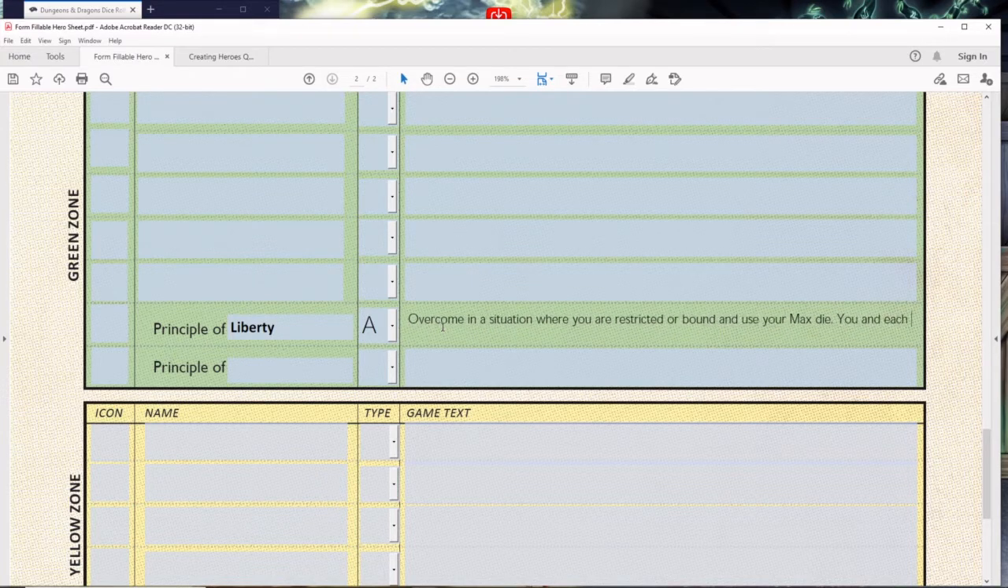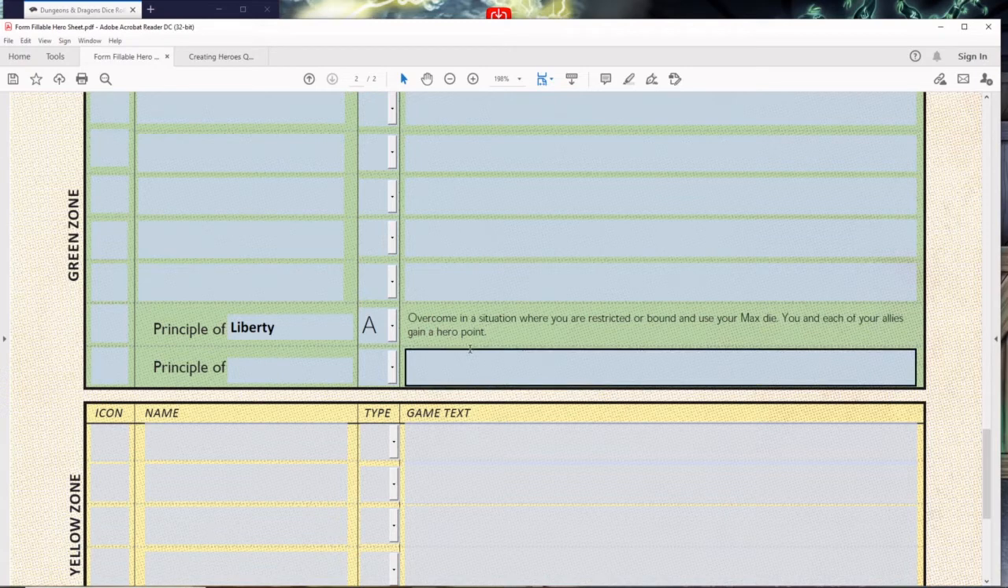You and each of your allies gain a hero point. So every one of the principal actions gives you and all of your allies a hero point. They don't have to be in the same scene, just you and every ally gains a hero point. And hero points are things that can be used to give temporary benefits to the next session.